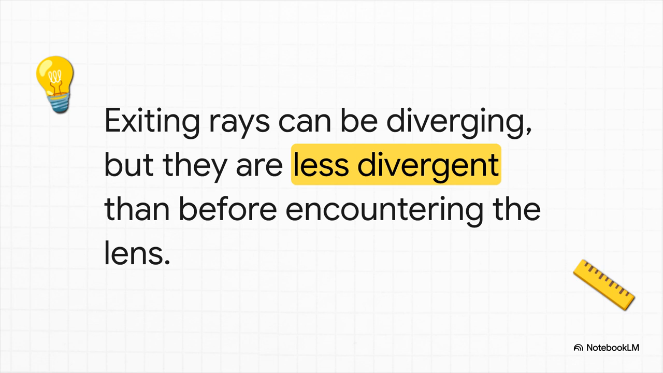Did the lens fail? No way. The exiting rays are less divergent than they were before they hit the lens. Convergence has still been added to the system. The plus lens did exactly what it's supposed to do. It just didn't have quite enough power to completely overcome the massive divergence it started with. Always think in terms of what the lens added to the overall equation.